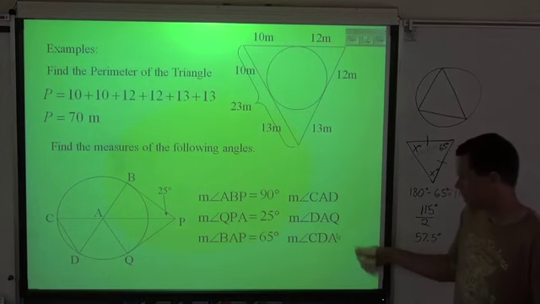So CAD was 65, it was the vertical angle. DAQ was 50, it was left over from the semicircle. And CDA is 57.5 with the work shown here.